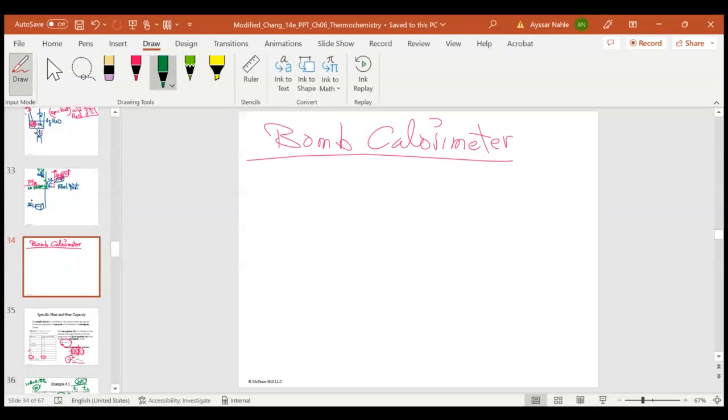Now, bomb calorimeter. Now, the word bomb means what?